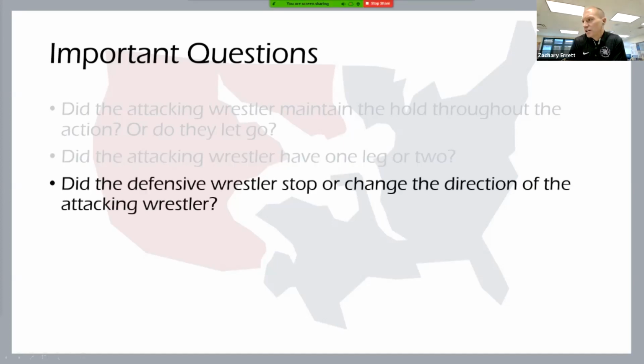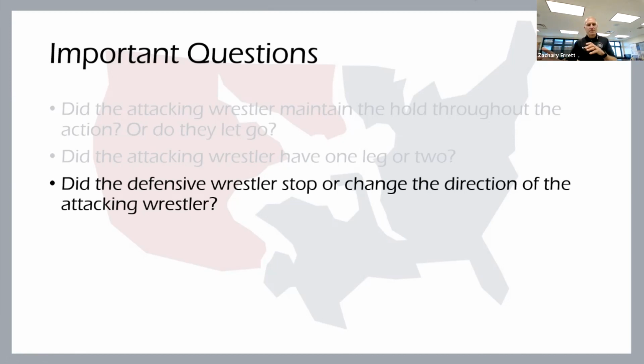Third situation: did the defensive wrestler stop or change the direction of the attacking wrestler? The action is going one way. We all know as wrestling coaches that certain actions are supposed to finish in a certain direction. If I'm making a double leg, I'm typically not going to finish going to my head side. I'm going away from the head side.